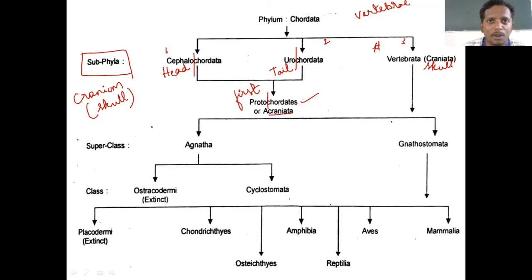Now, speaking about vertebrata, this vertebrata is once again divided into superclasses. How many superclasses? It is divided into two superclasses. Once again, Greek terms: superclass agnatha and superclass gnathostomata.